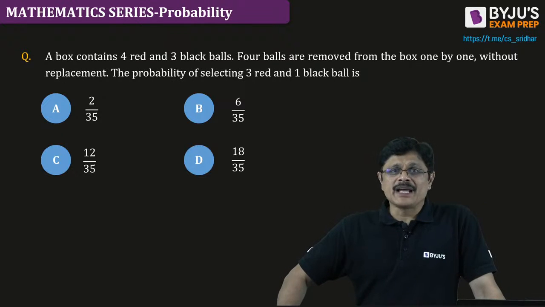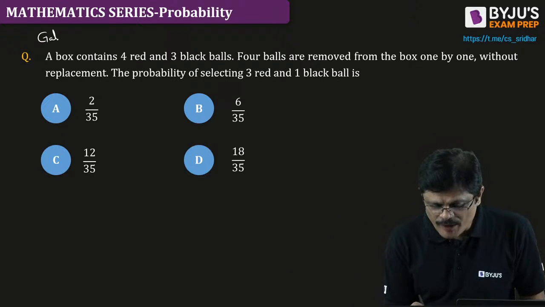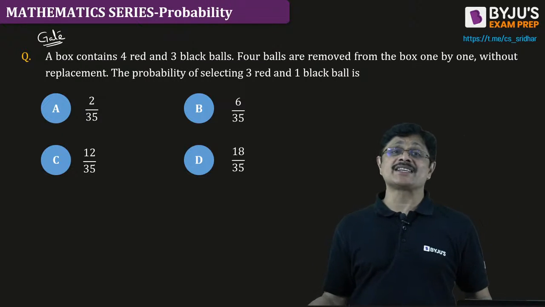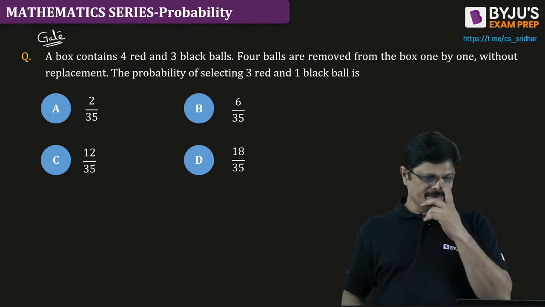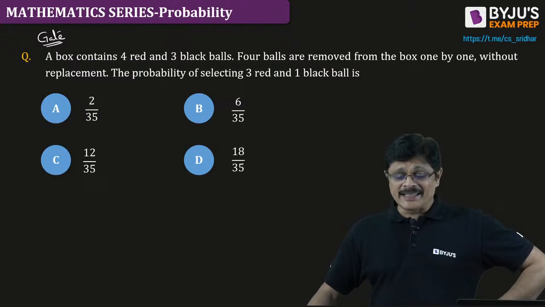Please answer this question, sir. Wonderful question, and one of the important variants from the GATE point of view. You can find similar types of questions asked in GATE many times, my dear friends. A box contains 4 red and 3 black balls.